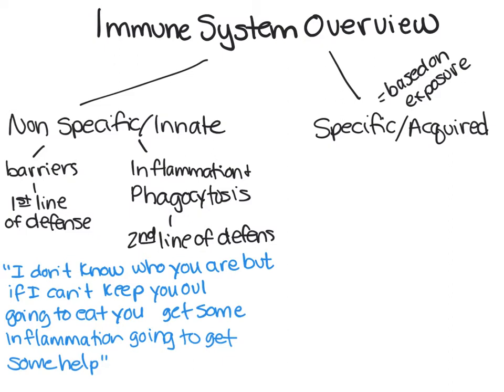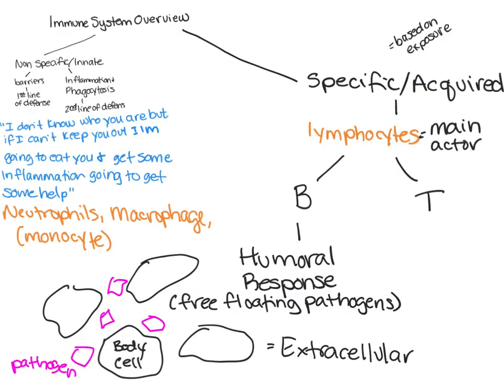So essentially your nonspecific and your innate immune system is saying to you, I don't know who you are, pathogen, but if I can't keep you out, I'm going to eat you and get some inflammation going to get me some help. And it's going to be getting that help by creating those antigen presenting cells. So then once we move into the specific and acquired immunity, this is going to be the type of immunity that's based on exposure.